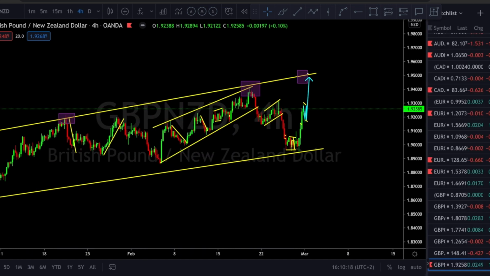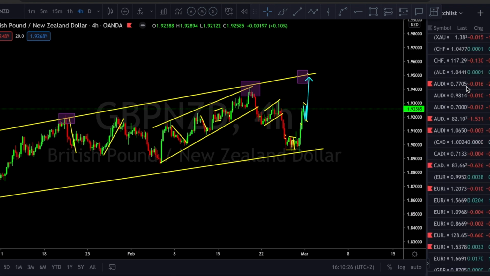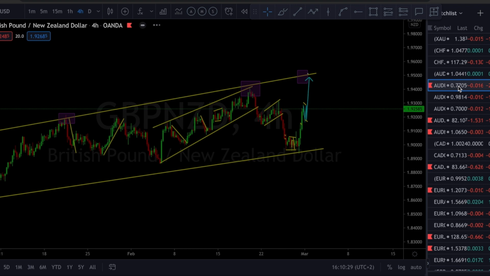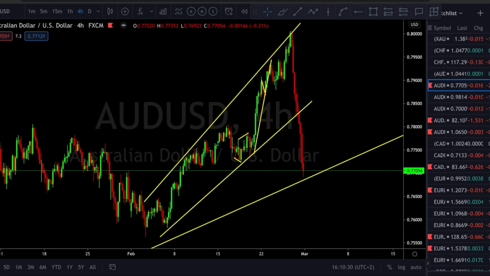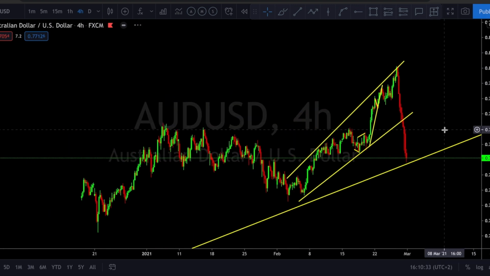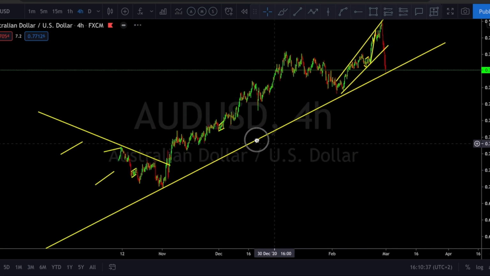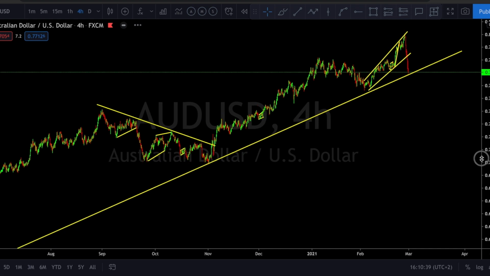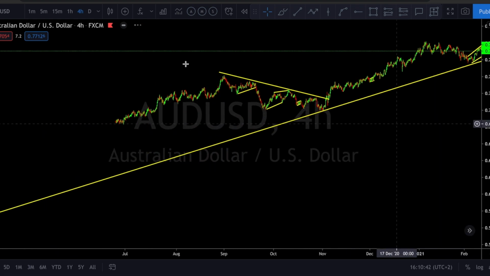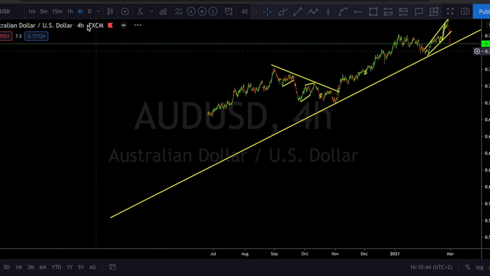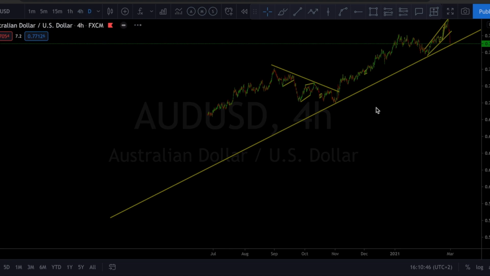Okay, let's move on. I'm going quickly this time because I don't want to make these videos too long. Let's go to AUD US dollar. Let's look at the higher time frame first. With the higher time frame, this trend line that is approaching is very important. Let me put the daily time frame instead of zooming out like this.